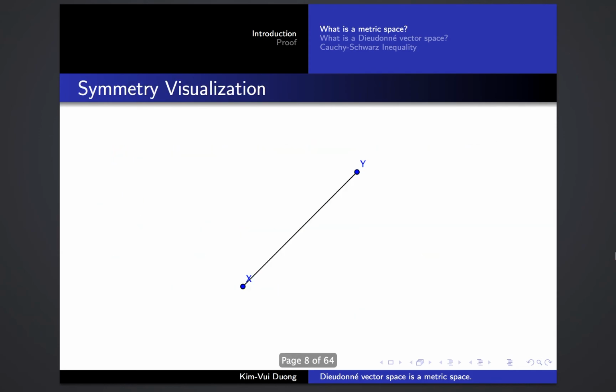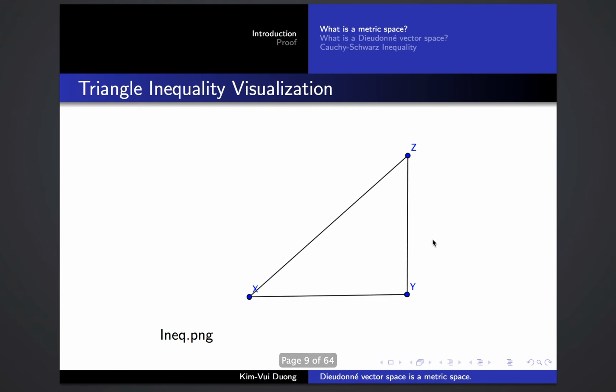So perhaps you might need some help with the visualization. Symmetry is saying that the distance between x and y is the same as saying the distance between y and x. And the triangle inequality visualization, if you just ignore this, because I can't get that to go away, says that between 3 points, the distance between 2 points is always going to be shorter than the sum of the other 2 distances. So for example, this is a right triangle, so we know that the diagonal is going to be the shortest piece. But if you make this triangle not a right triangle, it should still work out.